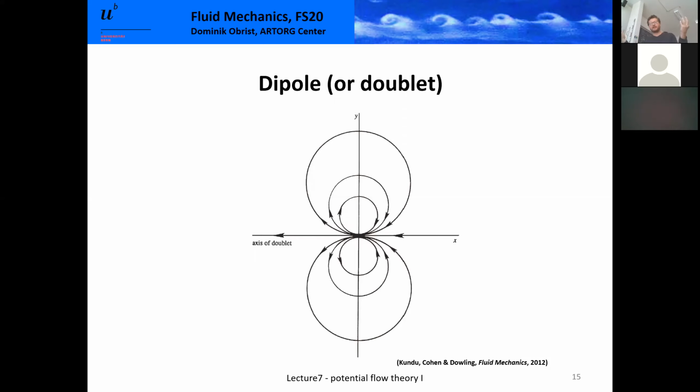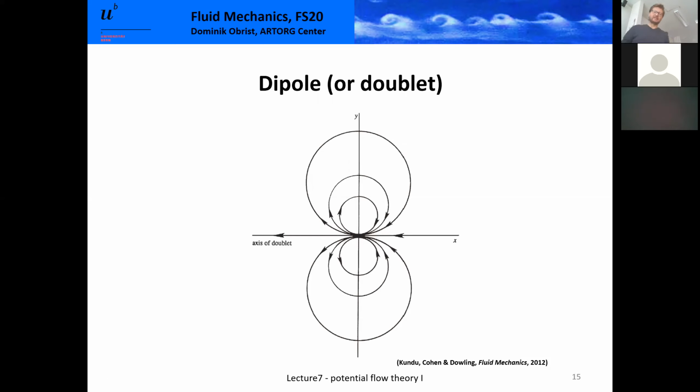And finally, we have seen that if we bring a pair of source and sink very close together, actually infinitesimally close, we get a dipole solution. Two monopoles give one dipole, which has these streamlines, like circles on the other side.